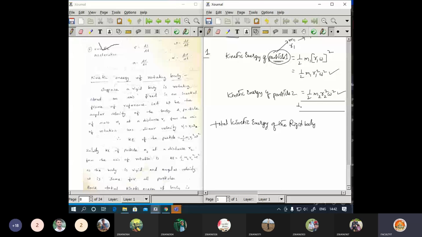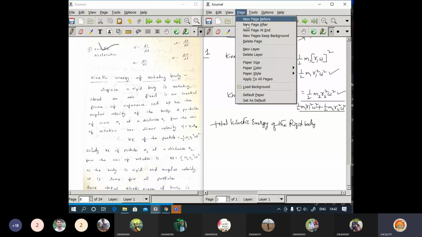If there are only two particles, what will you write? Half m1 r1 square omega square plus half m2 r2 square omega square, taking omega square and half as common factors. Now this particular factor is going to repeat with a large number of particles.